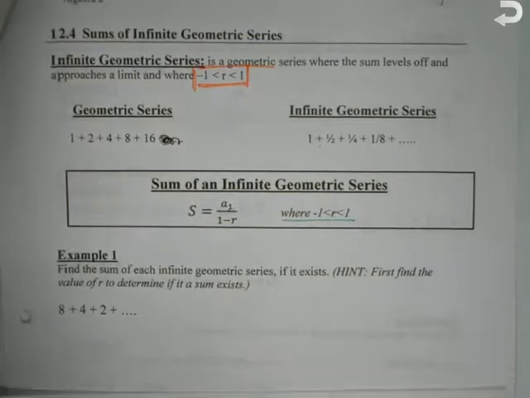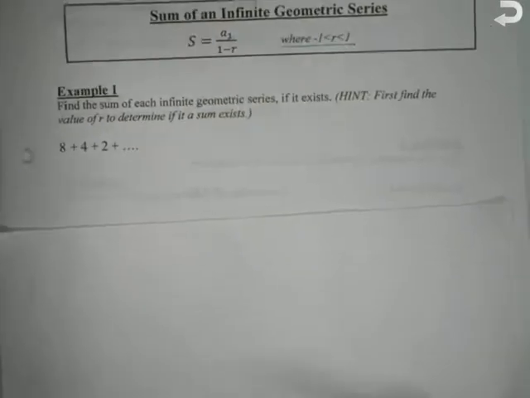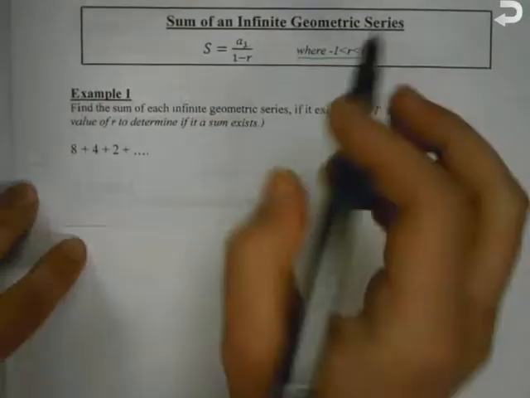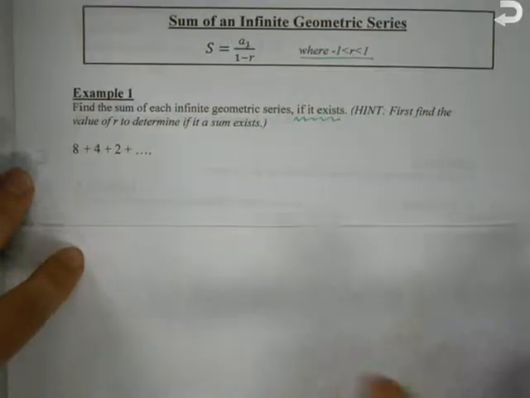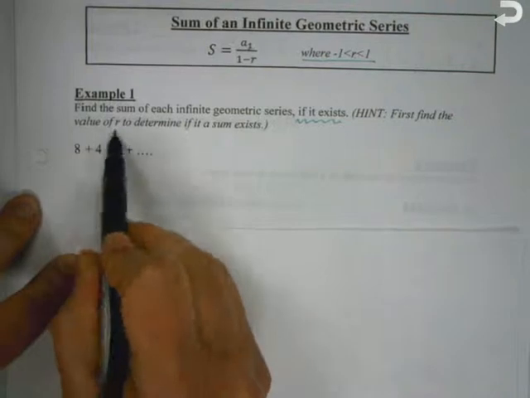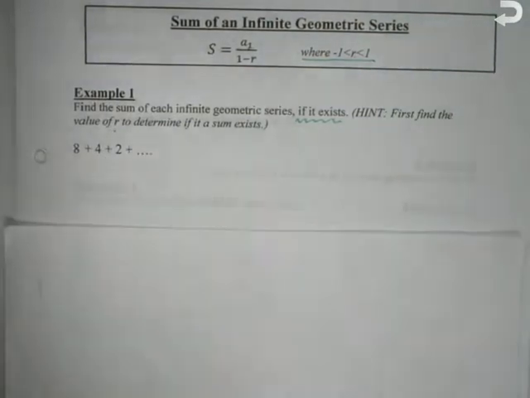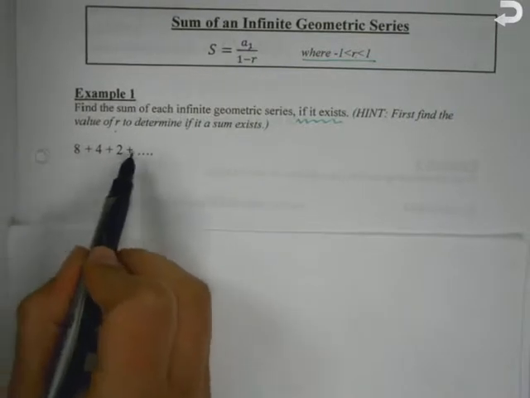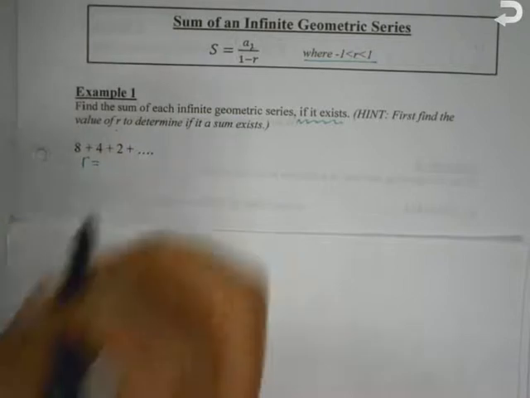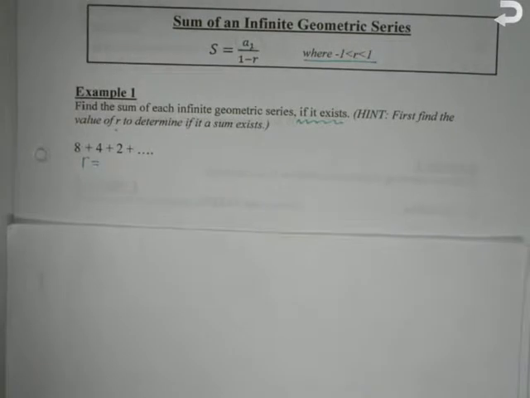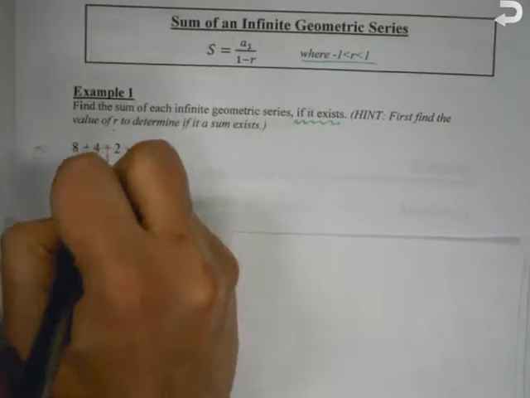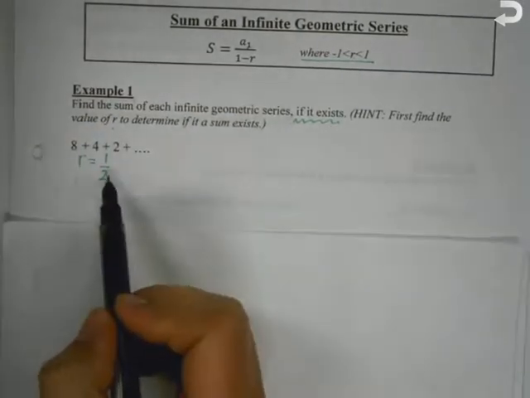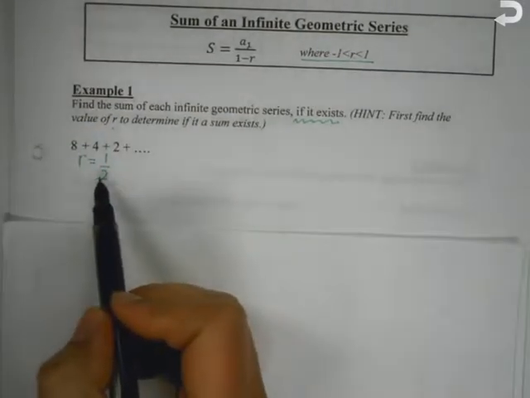Find the sum of each infinite geometric series if it exists. That's very important. If it exists, it might not. So, hint, first find the value of r to determine if a sum exists, because you don't want to do all of the work to realize that there's no answer. Okay, so looking at the example, 8 plus 4 plus 2 plus ... What is r? This is geometric, so it's multiplying. Times 1/2. Is 1/2 in between -1 and 1? Yes, it is. So there is a sum.